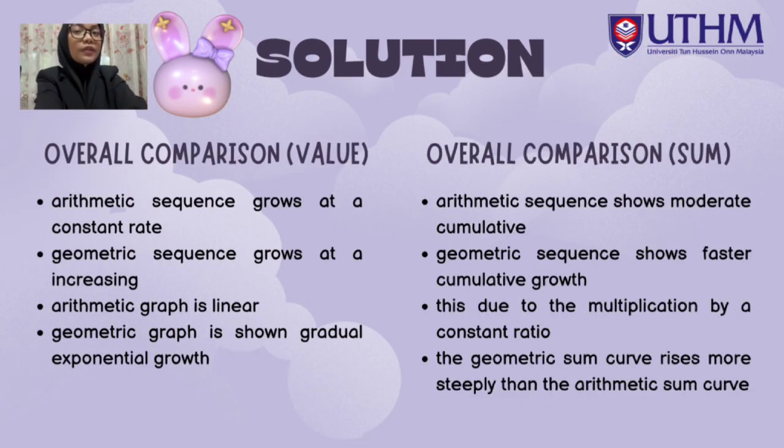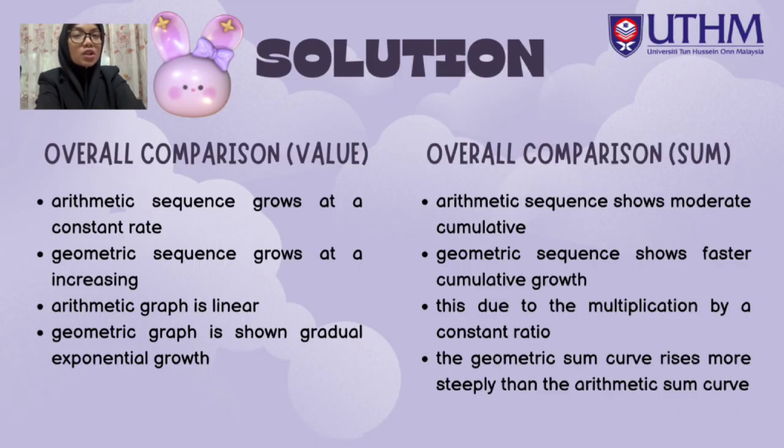So, we move on to the final part of the solution. In this slide, we present the overall comparison between the arithmetic and geometric sequence. In terms of individual values, the arithmetic sequence grows at a constant rate, which results in a linear graph. In contrast, the geometric sequence grows at an increasing rate, showing gradual exponential growth. In terms of the sum of values, the arithmetic sequence shows a moderate cumulative increase.